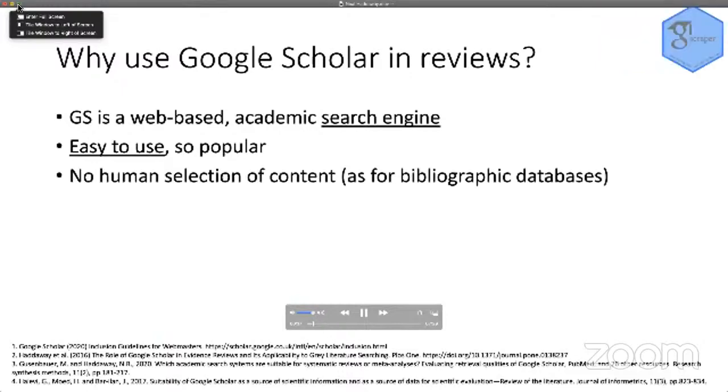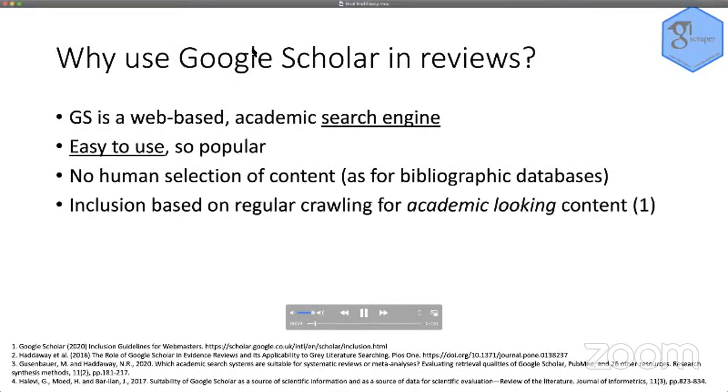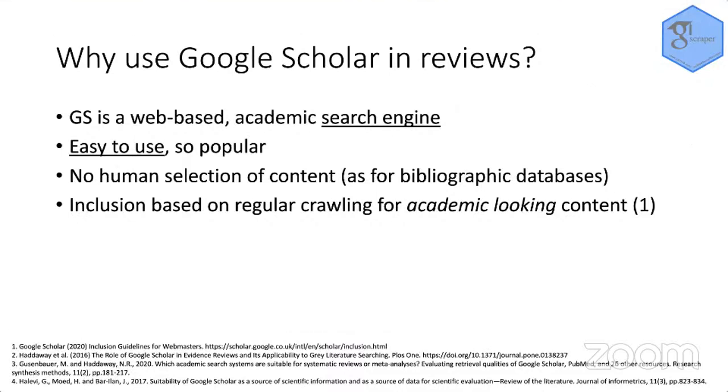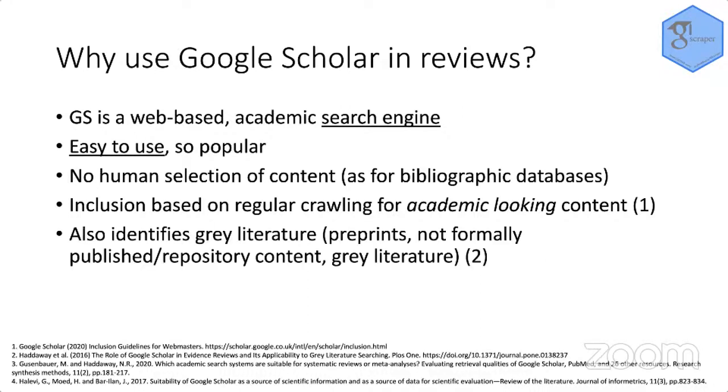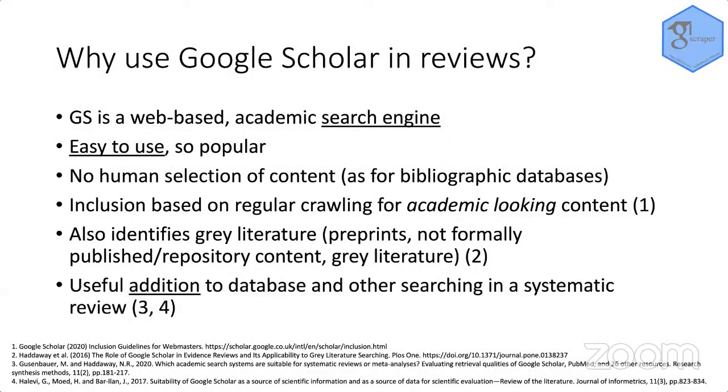There's no human selection of the content, so unlike bibliographic databases, any information that looks like academic content is included in Google Scholar, and that's regularly crawled from the internet, so it's very up-to-date, more up-to-date than many bibliographic databases because it doesn't require manual inclusion. It also identifies grey literature, things like preprints, and has been shown to be a useful addition to databases and other searching in systematic reviews.